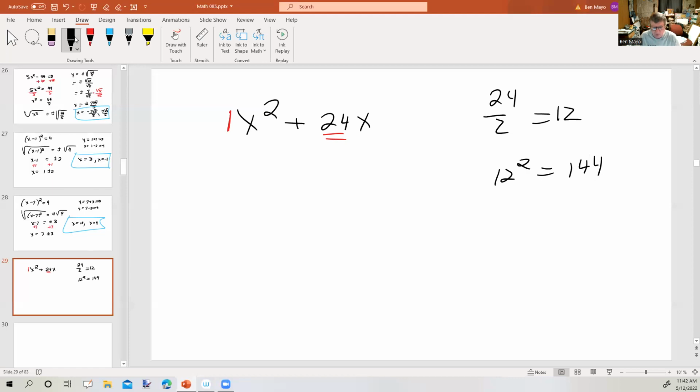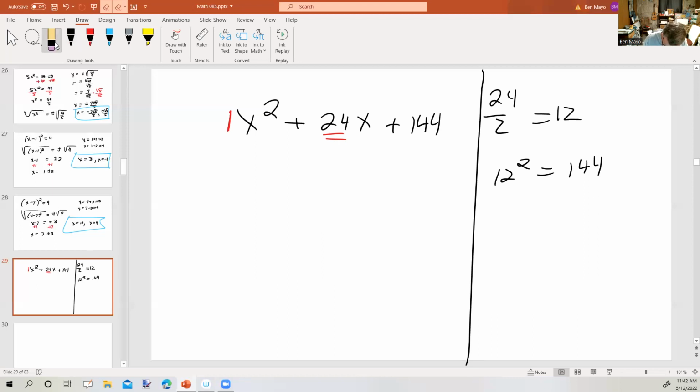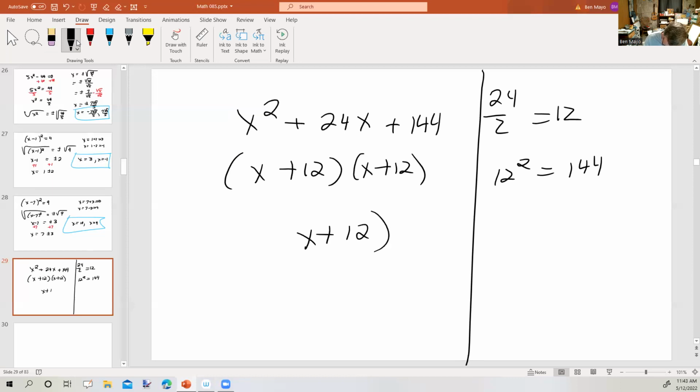So we took the 24, we cut it in half, divided it by 2, or multiplied it by 1/2, and then squared the result. We're going to add that to what we have, and now we have a perfect square trinomial. So by taking the coefficient of x, cutting it in half or dividing it by 2, squaring the result, and adding it to the end, we have created a perfect square trinomial. Are you okay with what we just did there? Yes. All right.